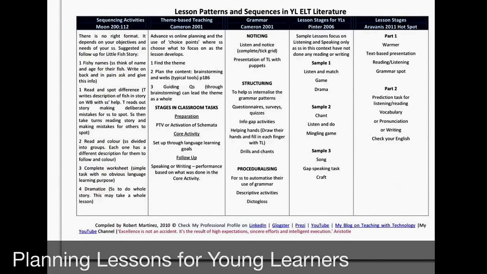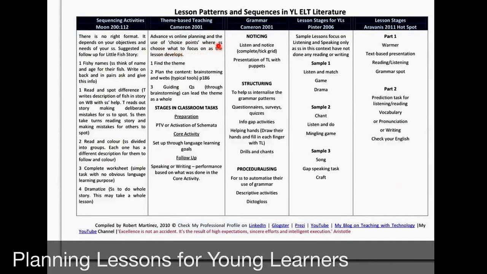Now, we also have Lynn Cameron on teaching English to young learners. She has written a number of very good books, and Teaching English to Young Learners is very good. She talks about advance versus online planning and the use of choice points, where the students choose what to focus on as the lesson develops. So obviously you're giving them some flexibility there. She suggests finding the theme and planning the context, maybe through brainstorming and webs. Guiding questions through brainstorming can lead to the theme as a whole.